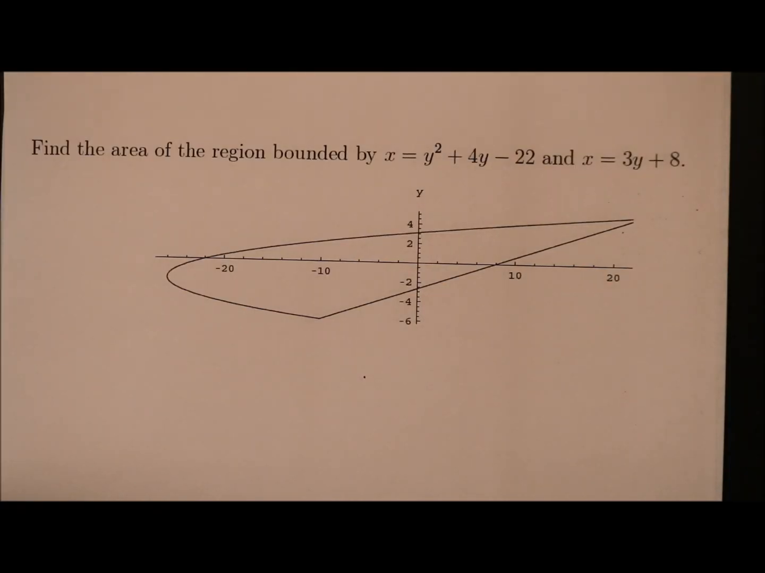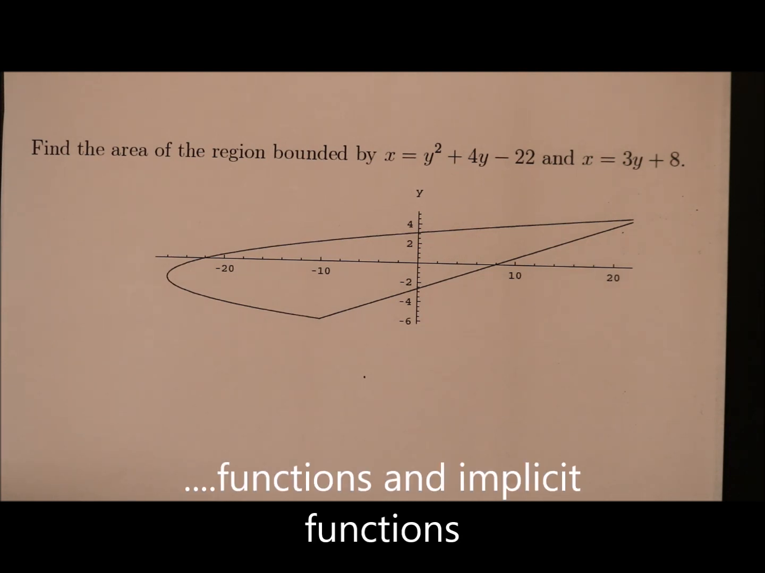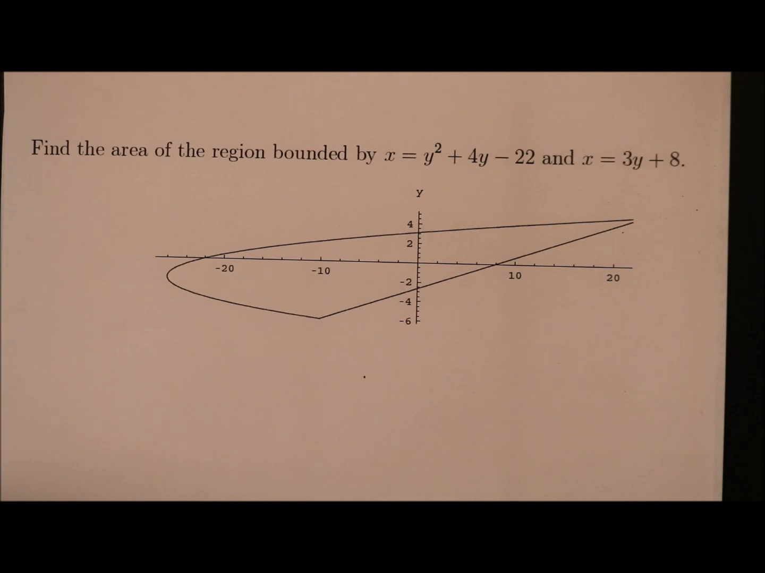Here's an interesting area problem. Find the area of the region bounded by x equals y squared plus 4y minus 22 and x equals 3y plus 8. What do you notice right away? We've got some functions described in terms of y. So y is the independent variable here, and x is the dependent variable, the way this is written.